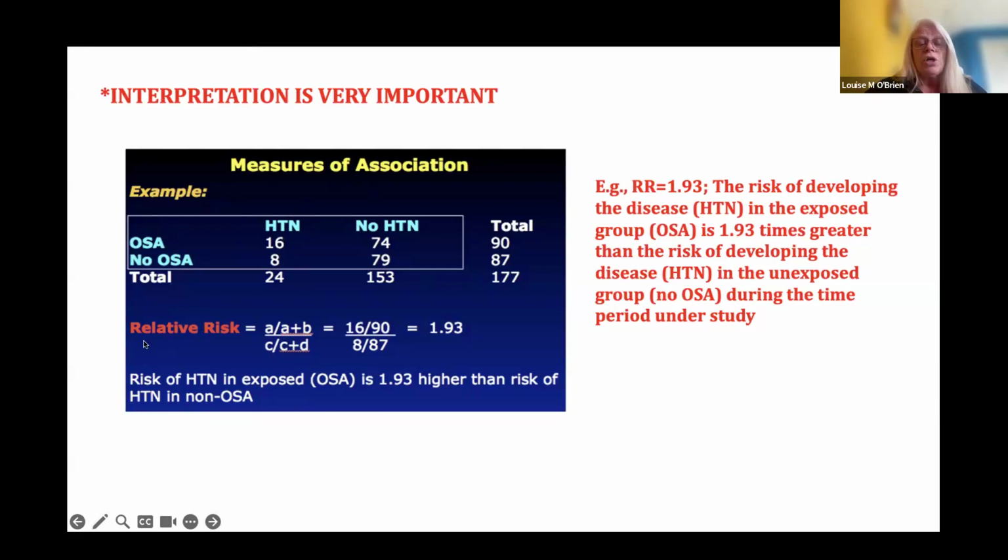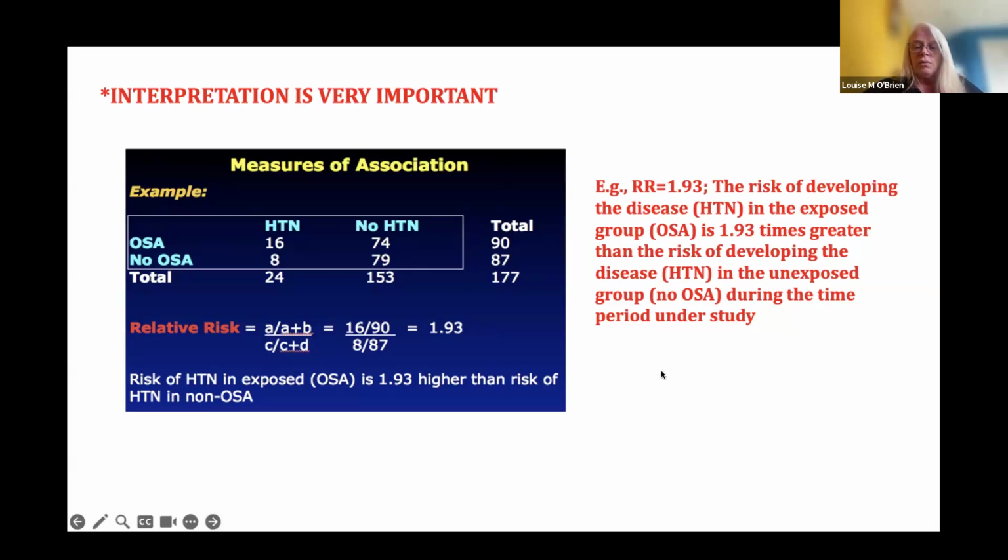And then we can go and use our relative risk formula. Remember that we've just talked about A over A plus B divided by C over C plus D. We just go back to our table, plop in those numbers, and we get 1.93 as the answer. So what that means is the risk of hypertension in the exposed group, and our exposure, remember, was OSA, is 1.93 higher than the risk of hypertension in the non-OSA group.